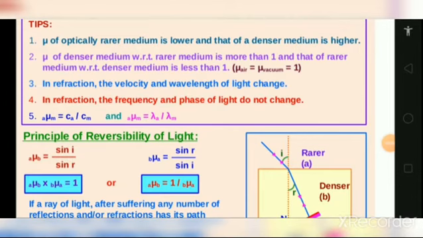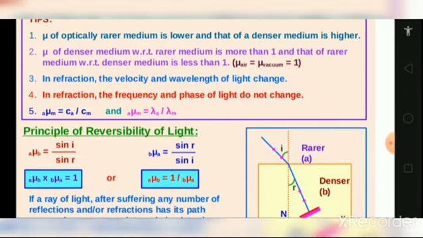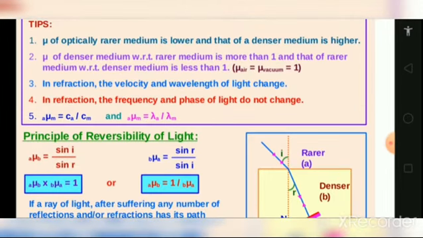Also remember the tip that eta or mu of an optically rarer medium is lower and that of a denser medium is higher. So the mu of a denser medium with respect to the rarer medium is more than 1, and that of a rarer medium with respect to a denser medium is less than 1. So you can write mu of vacuum with respect to air is equal to 1.